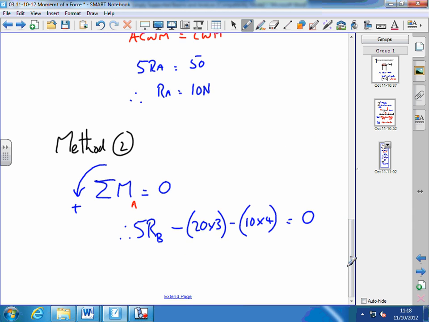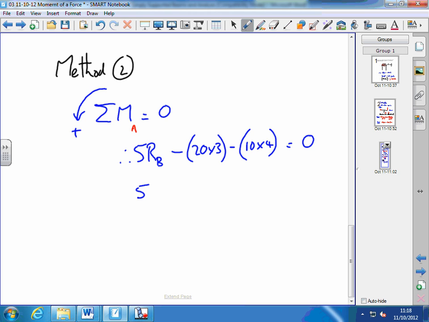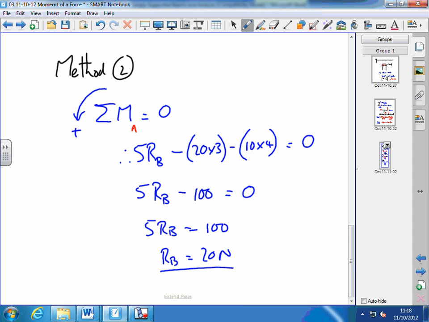So then I'd say 5RB minus 60 minus 40, which is minus 100, equals 0. And then I've got a little equation to solve, and I'd end up adding 100 to both sides to say that 5RB equals 100 and RB is 20 newtons. So in other words, I'll end up with exactly the same answer. I've just used a different approach to the problem by saying that the sum of the moments equals 0.